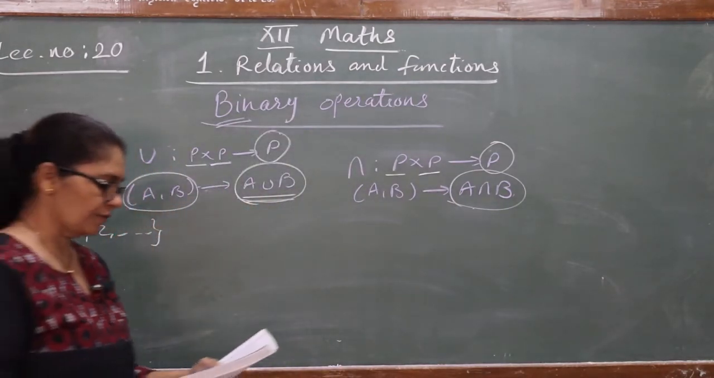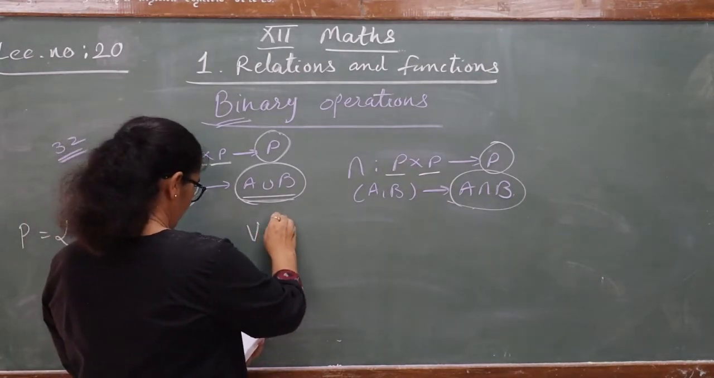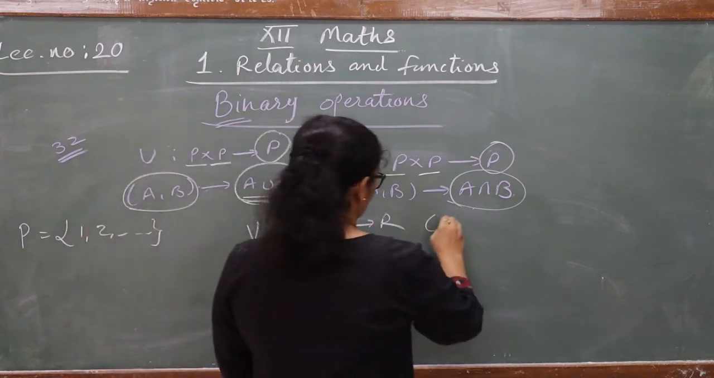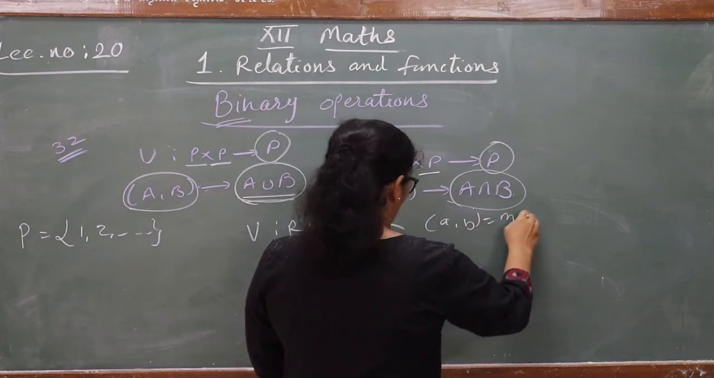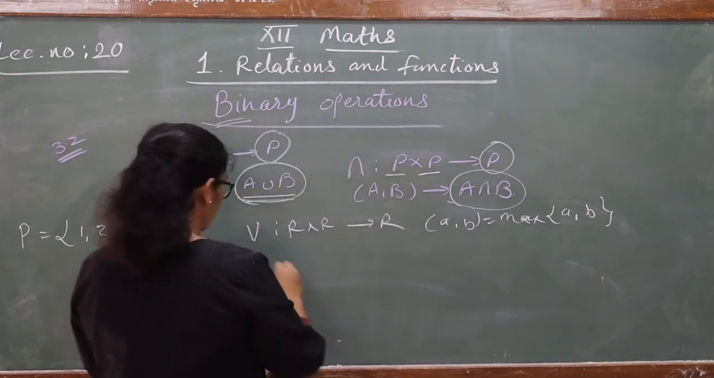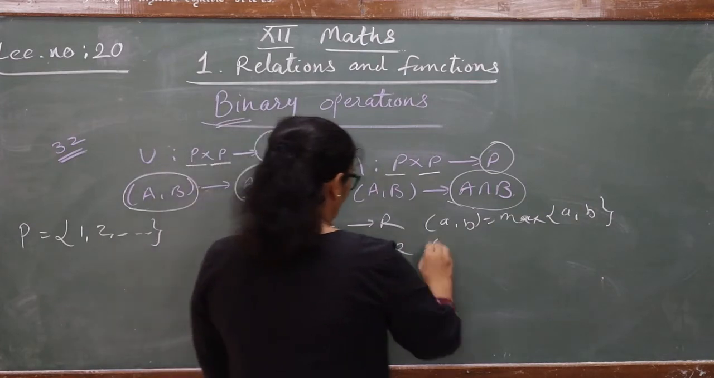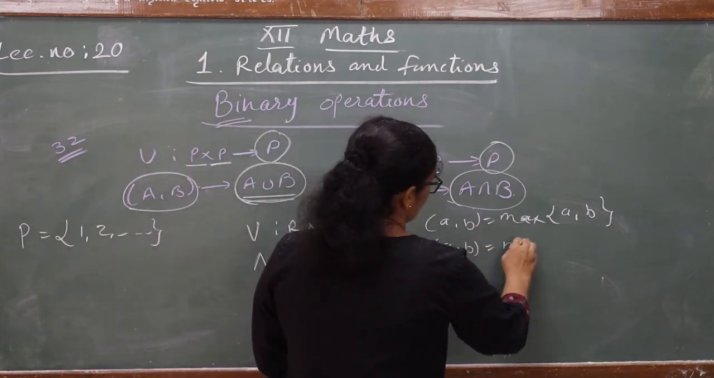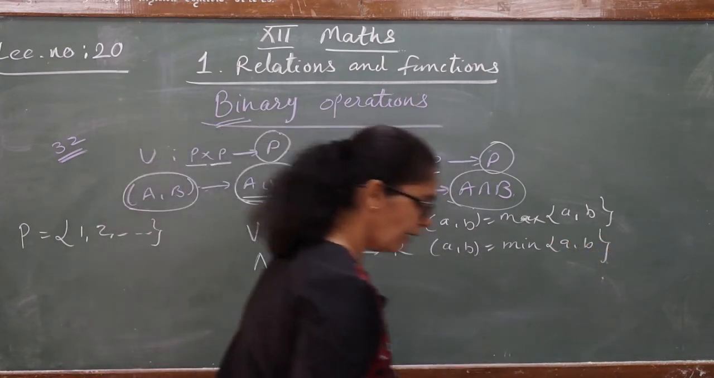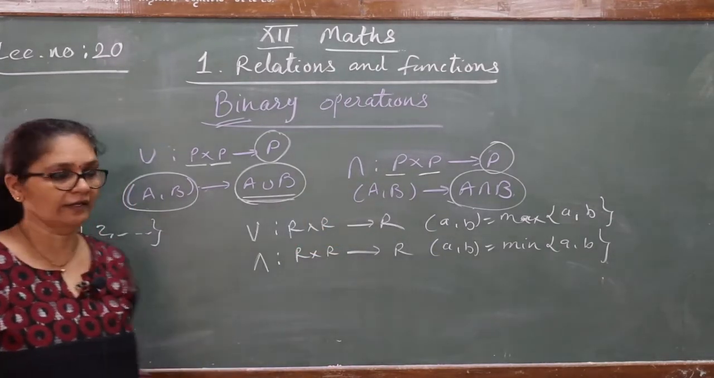Read the 33rd question. What is your question? This relation is mentioned from R cross R to R. A asterisk B equal to maximum of A comma B. Similarly, another relation is given, downside arrow, R cross R to R, and here it is mentioned as the minimum of A comma B. Right? Now here R cross R is given. What is the meaning of R cross R? This is true for any real number.